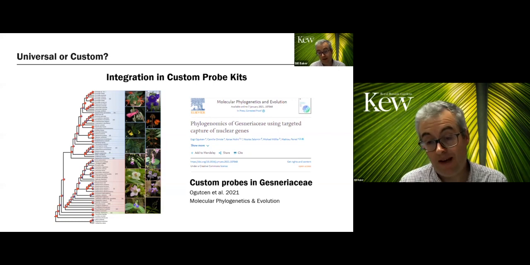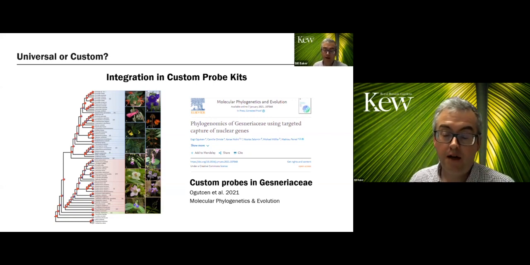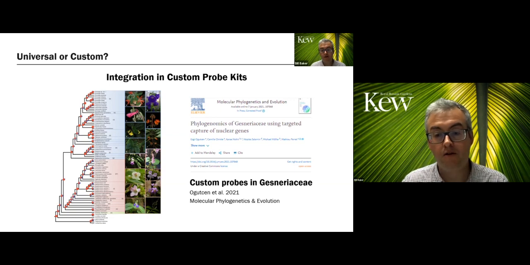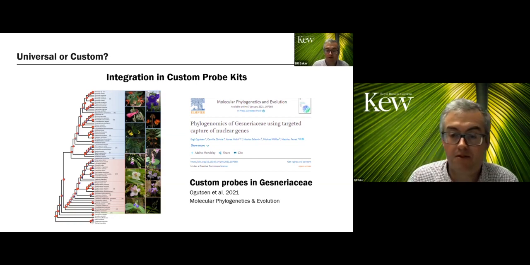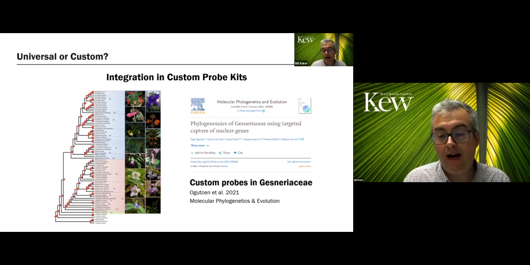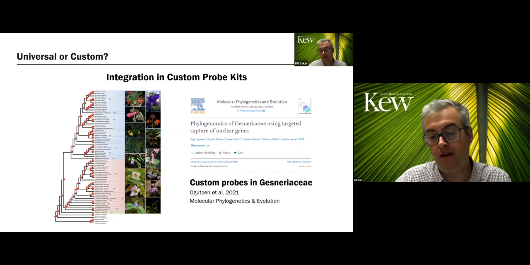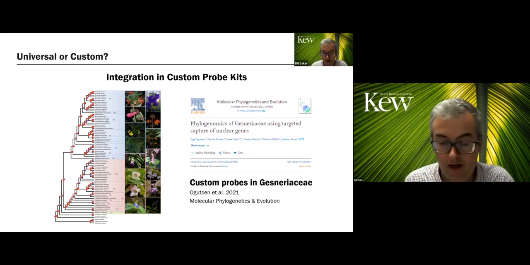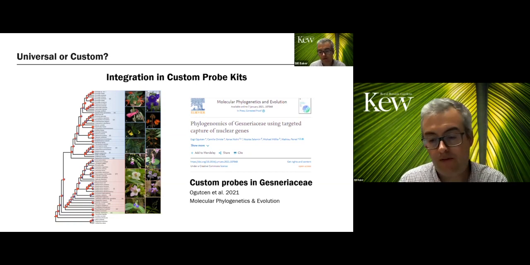The approach that I particularly appreciate is the one taken here by this team led by Ezgi Ogutcen, who designed a bespoke kit for their favorite family, the African violet Streptocarpus family, Gesneriaceae. They not only identified a set of genes that interested them, but they also built in Gesneriaceae orthologs for the 353 genes, which automatically makes any data that they generate and make public integratable with our work or with anybody else working with 353 data.